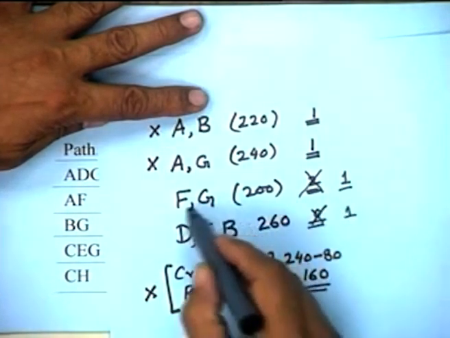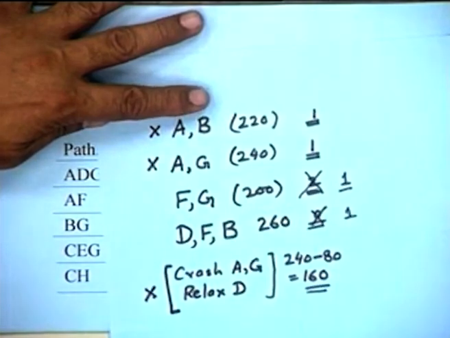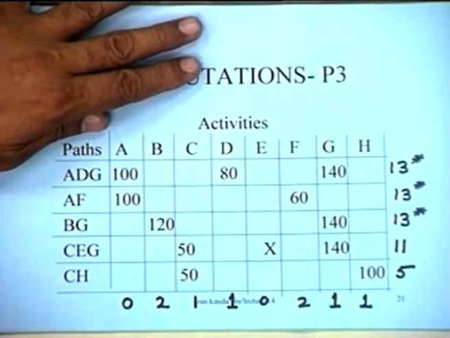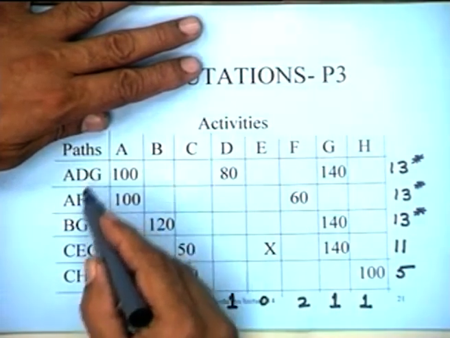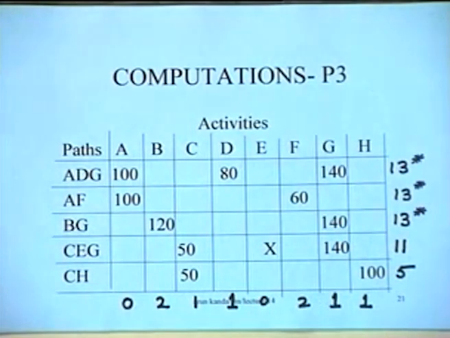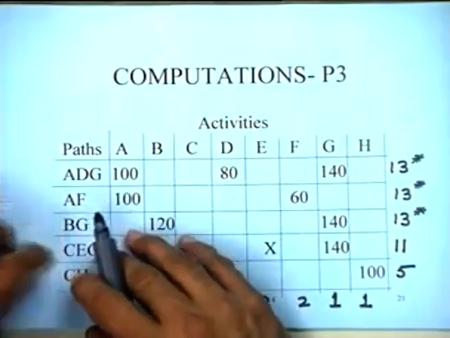So the cheapest option is to crash F and G by 1 day now. Because if we crash F and G by 1 day, all these paths will be reduced. So what's going to happen now is, we are going to move from this point. Let's see how we go further.